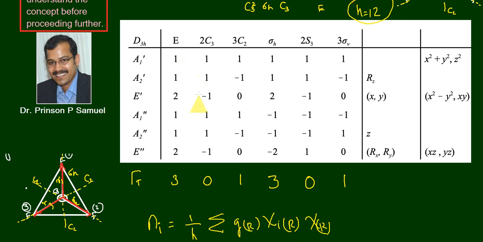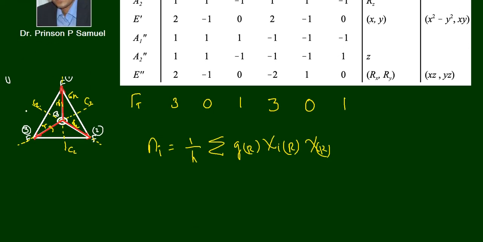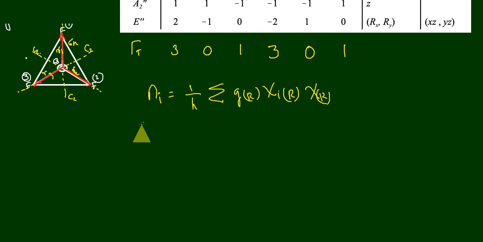Chi R is the character corresponding to R in the total character set. For example, if you are taking C3, in the total character set we can see the number 0. Therefore, chi R in the case of C3 is equal to 0. But chi R in the case of sigma h is equal to 3 because we can see this number here. Now I have explained all the terms involved in this reduction formula, and using it I am going to find out the number of times each irreducible representation will appear in the total character set.